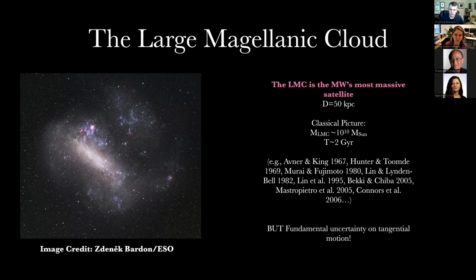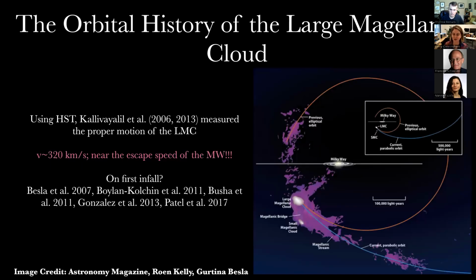And so our picture of the LMC and its interaction with the Milky Way drastically changed when its proper motion was measured using Hubble Space Telescope data. So this was work led by Nitya Kallivayalil. And what she found in her work is that the Large Magellanic Cloud is actually moving very near the escape speed of the Milky Way. And so this created what's now called the first infall picture of the Large Magellanic Cloud, where we think it is now interacting with the Milky Way for the first time.